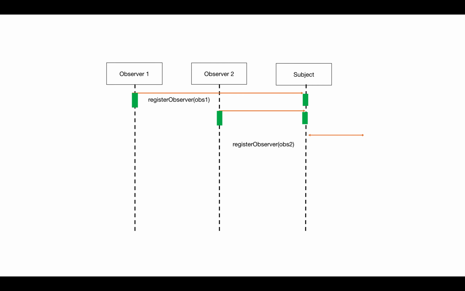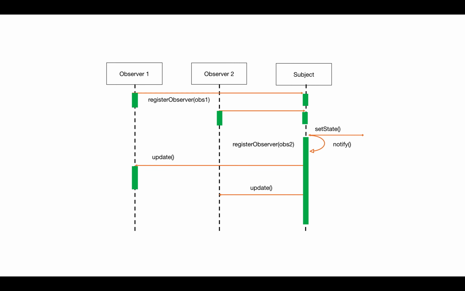So now the subject will be able to send notifications to the registered observers when any state change happens. So if any external object changes the state of the subject by calling the setState method, and the state of the subject changes, the subject calls notify on itself, then notify calls update on the registered observer 1 and observer 2 objects, which request the changed data by using getState from the subject to update their state.